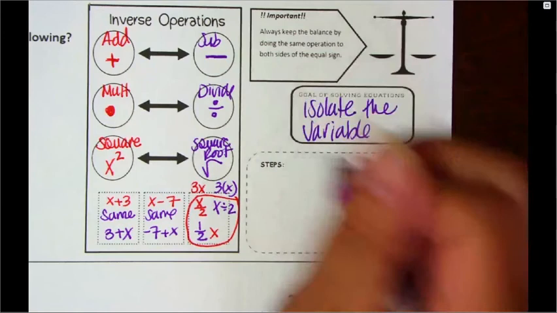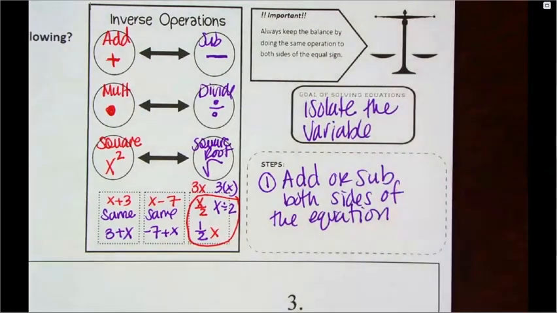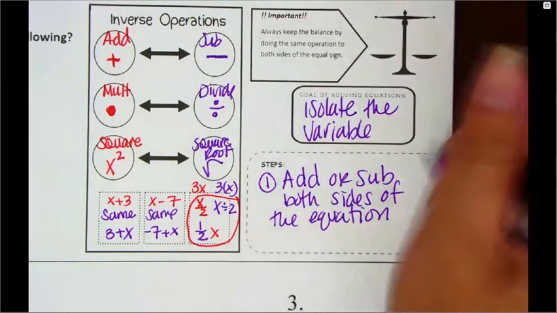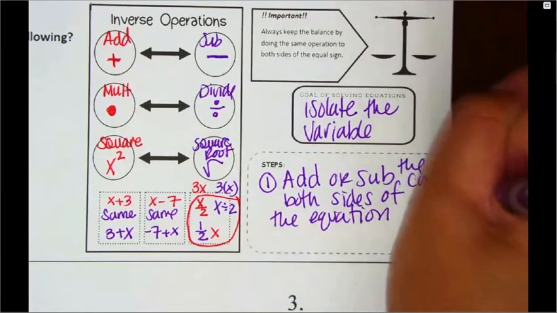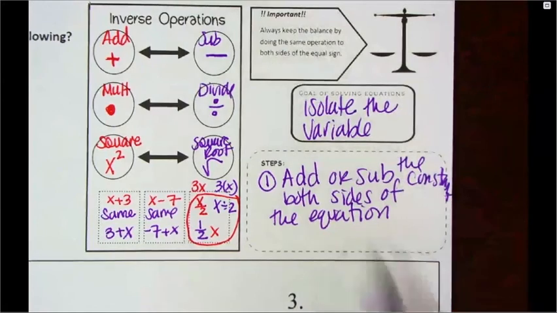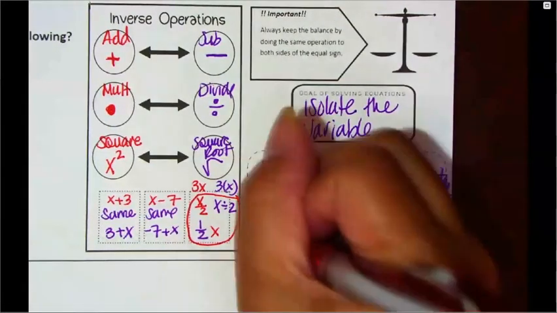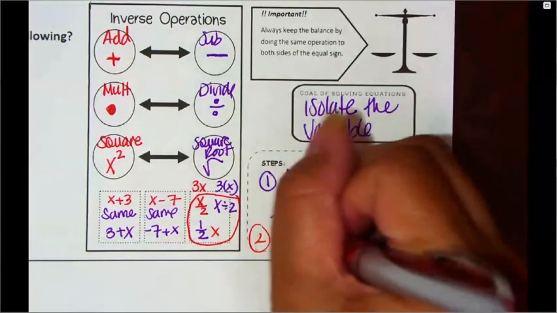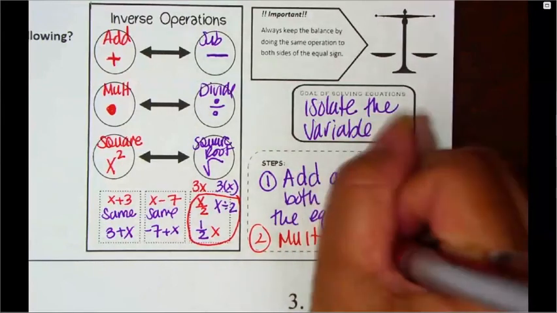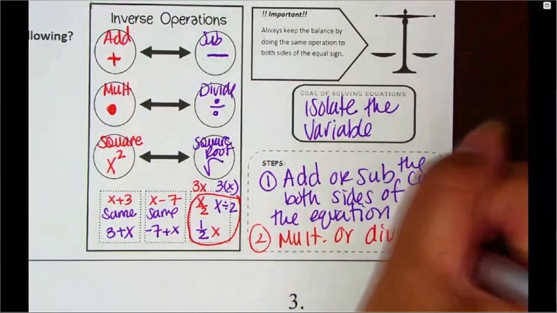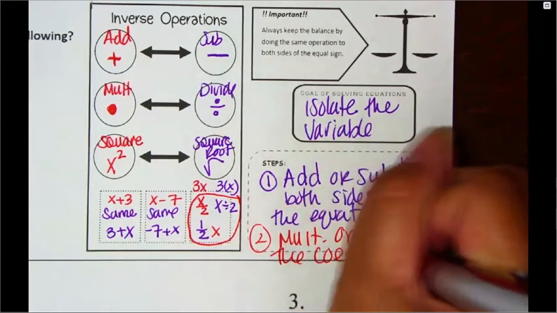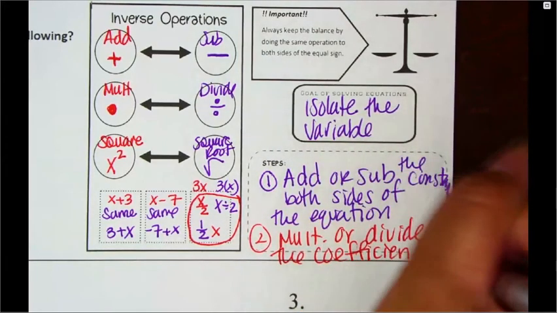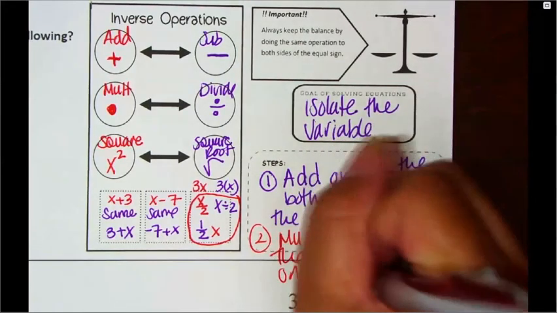Your steps to solving: Step 1 is to add or subtract the constant on both sides of the equation. Step 2 is to multiply or divide the coefficient on both sides of the equation.